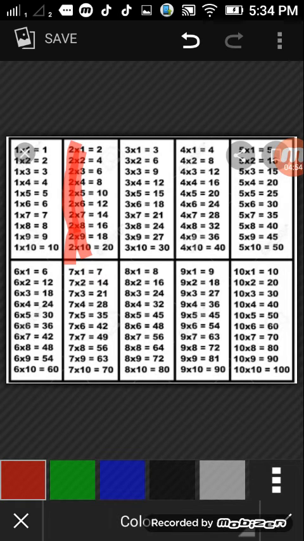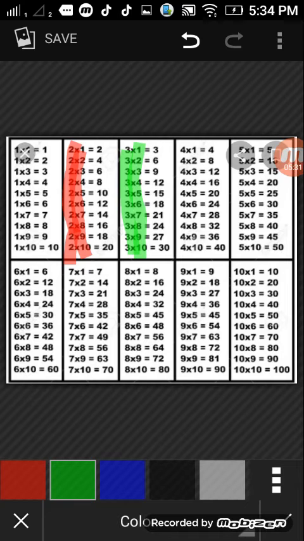The next is the times table 3. Let's put it in green. Let us recite it. 3 times 1 equals 3, 3 times 2 equals 6, 3 times 3 equals 9, 3 times 4 equals 12, 3 times 5 equals 15, 3 times 6 equals 18, 3 times 7 equals 21, 3 times 8 equals 24, 3 times 9 equals 27, and 3 times 10 equals 30.